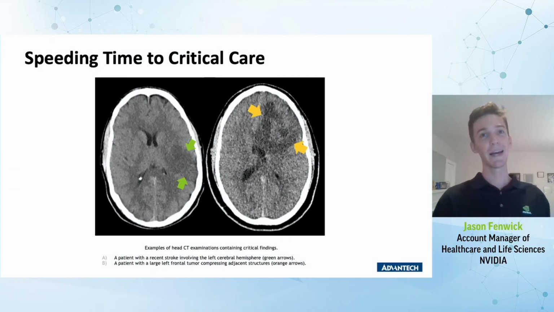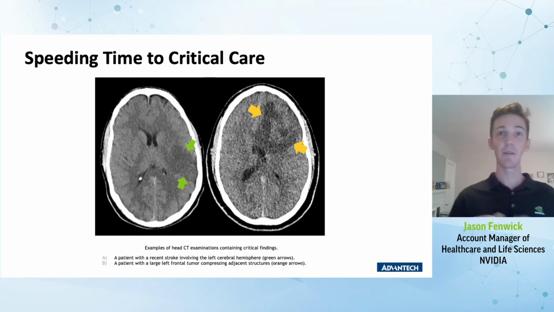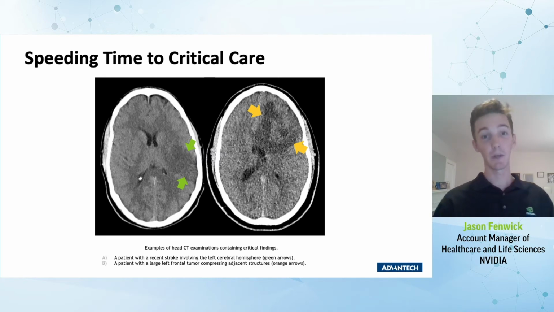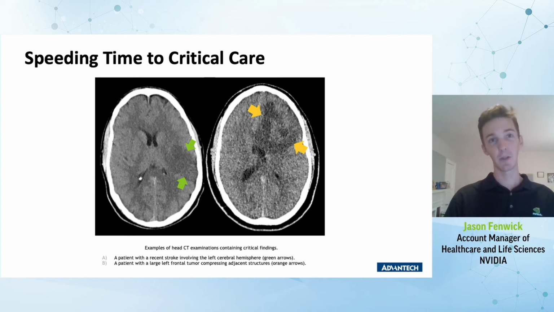Strokes impact nearly 800,000 people in the US alone each year. It's the fifth leading cause of death and the leading preventable cause of disability. A quick response time is vitally important as brain tissue continues to die as a stroke progresses. A typical patient loses almost 2 million neurons per minute a stroke is untreated. Immediate treatment is needed to minimize this brain damage.